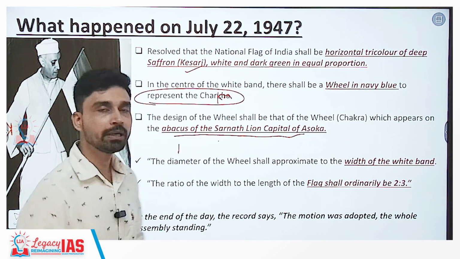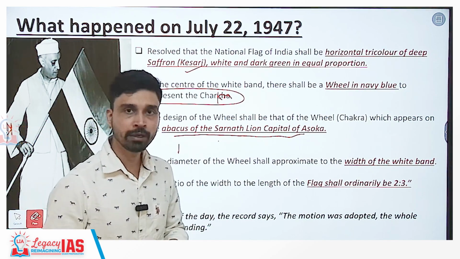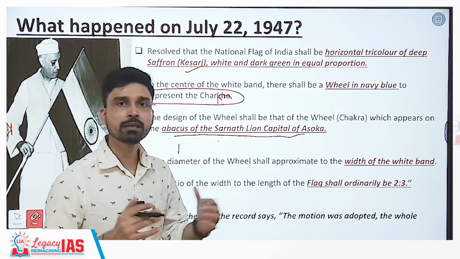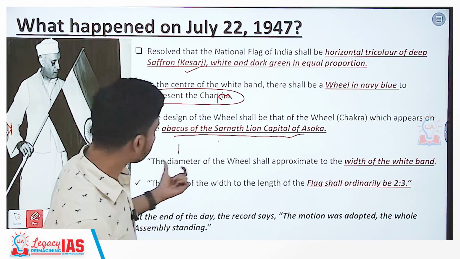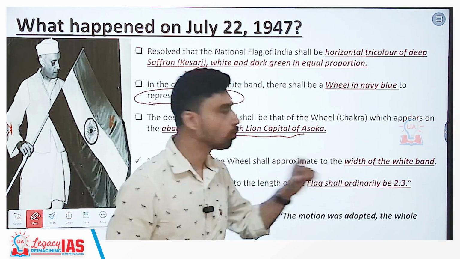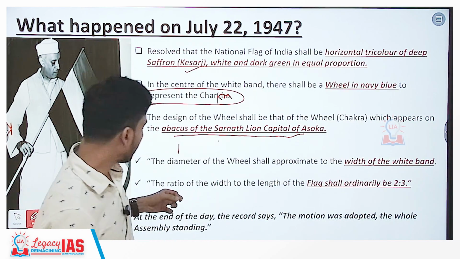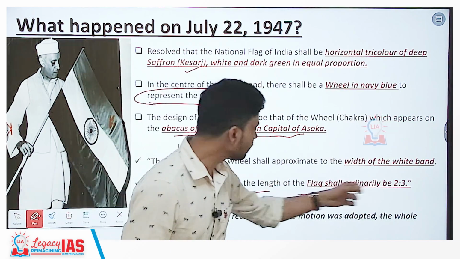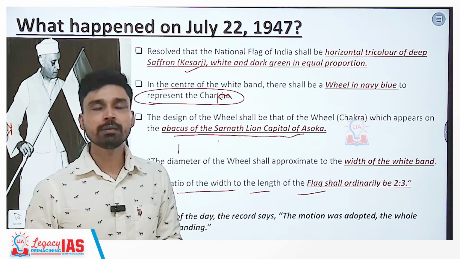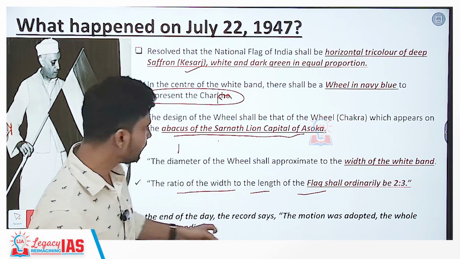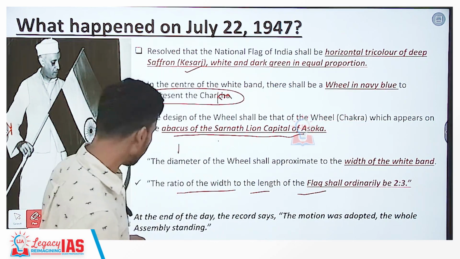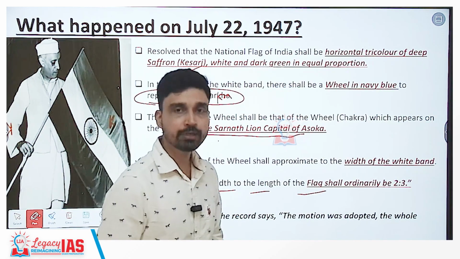Now, Pandit Jawaharlal Nehru, the first Prime Minister of India, made two statements while explaining the design of the flag. He said that the diameter of the wheel shall approximate the width of the white band, and the ratio of the width to the length of the flag shall ordinarily be 2:3. And at the end, the record says the motion was adopted and the whole assembly was standing to celebrate this joyous occasion.